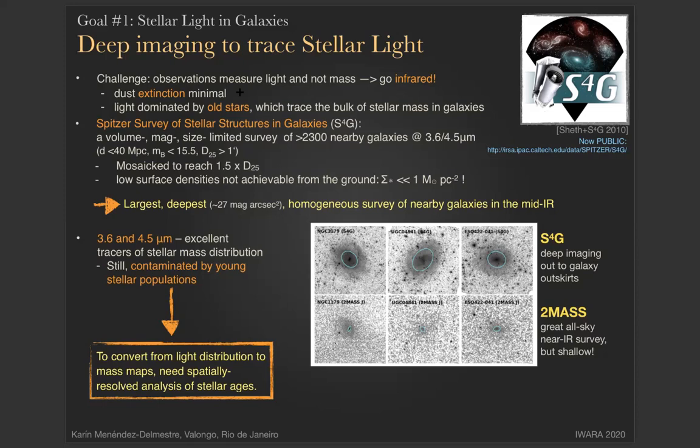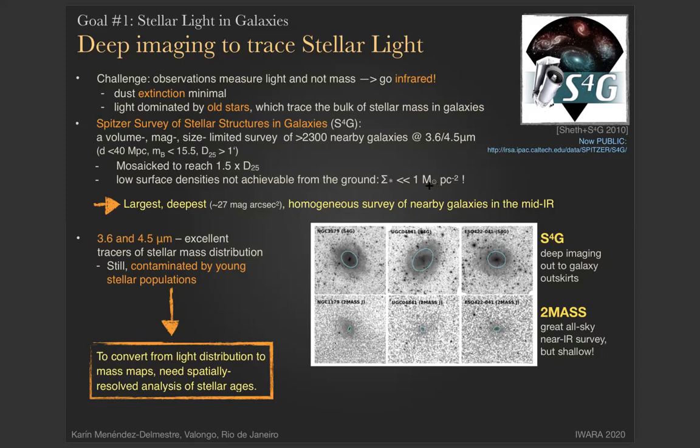So the Spitzer Survey of Stellar Structures in Galaxies, or S4G as I will refer to it from now on, the PI of this survey was Kartik Sheth. This survey was one of the main legacy programs from the Warm Spitzer mission. It comprises a volume, magnitude, size-limited survey of more than 2,300 nearby galaxies at these IRAC bands, 3.6 and 4.5 microns. These are deep images, down to 1 solar mass per parsec squared, of basically all large, bright galaxies out to the Virgo cluster, so out to 40 megaparsecs.